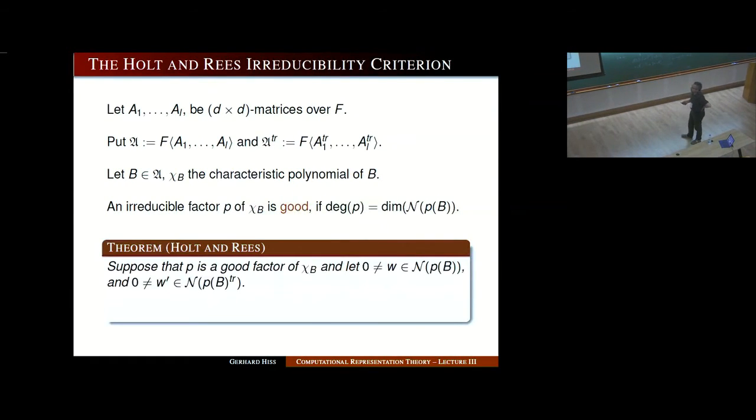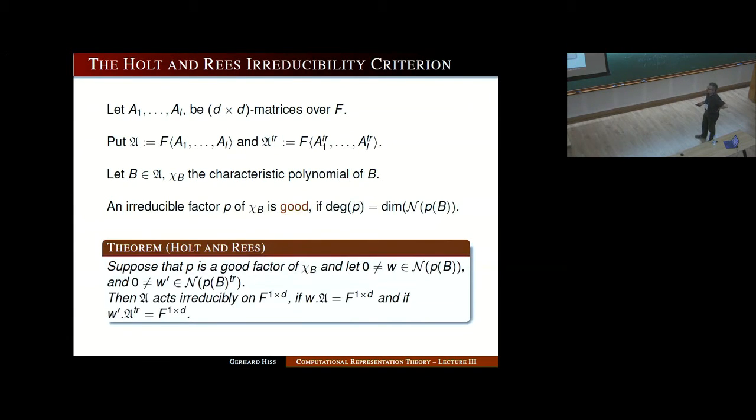And then suppose you have found a good factor of this B, and then you take two vectors in the null space of P of B, and one in the transposed, and then the criterion is A acts irreducibly if both of these vectors spin up to the whole space. So instead of finding a lot of non-zero vectors in a large null space, you just need two vectors. Just two vectors to spin up.